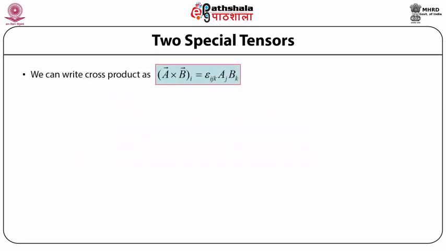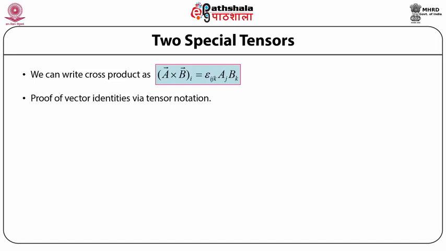The cross product of two vectors a and b that we had defined earlier in terms of the permutation tensor can be rewritten as: the i-th component of a cross b is equal to epsilon subscript i j k times a subscript j times b subscript k. Now let us look at the proof of the vector identities via tensor notation.